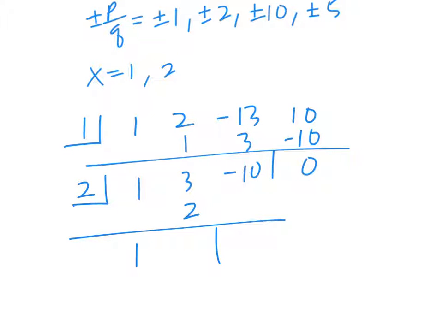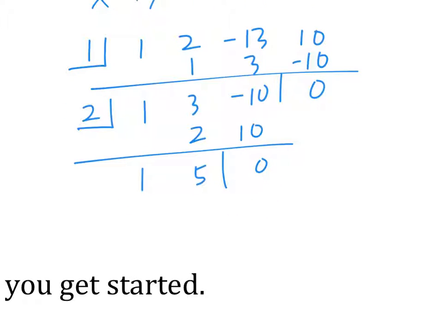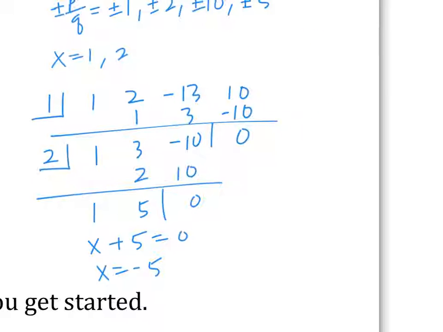So 1, 2, 5, 10, 0. Do you have to use the smallest number first? No, you can start with 2 if you want. Yeah, it will still work. So x equals negative 5. That means we have x equals 0 from the beginning, x equals 1, x equals 2, x equals negative 5.